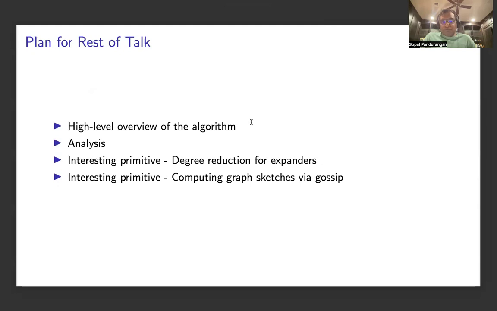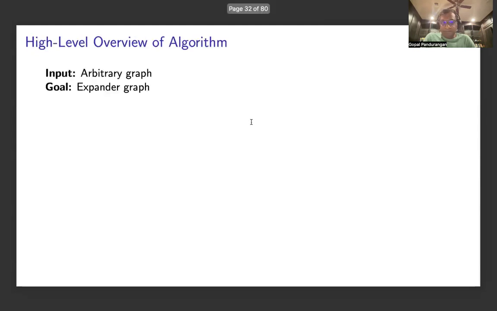For the rest of the talk, I'm going to give you a high-level overview of the algorithm, a little bit of analysis, and I'm going to mention two interesting primitives that can be of independent interest. One is reducing degree in an expander graph, basically from log n to a constant. And the second is computing graph sketches using gossip. So this is the high-level overview.